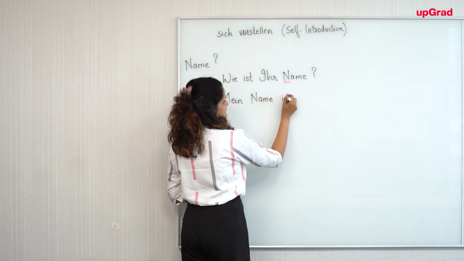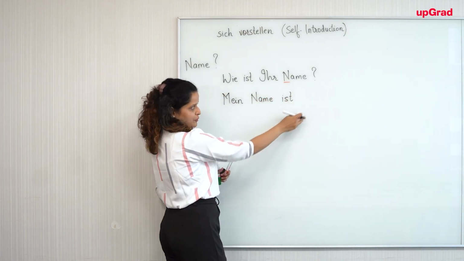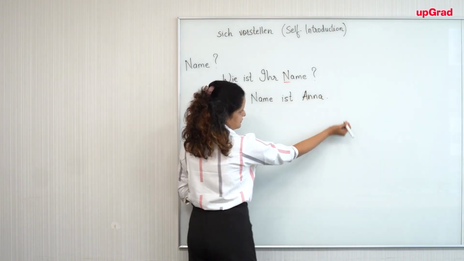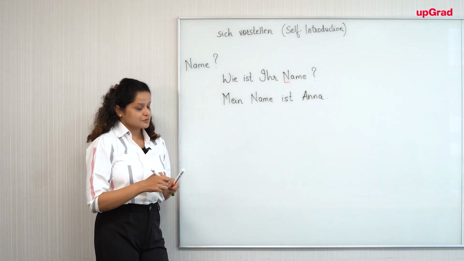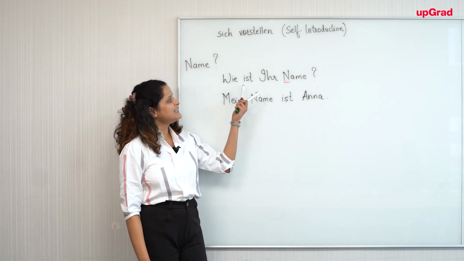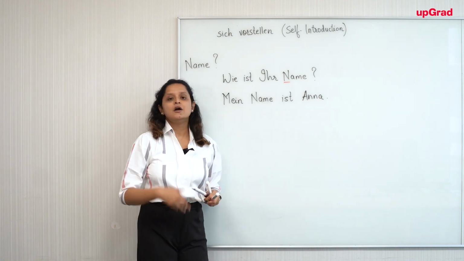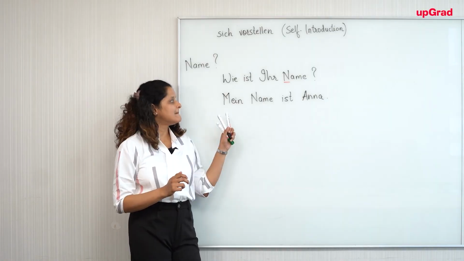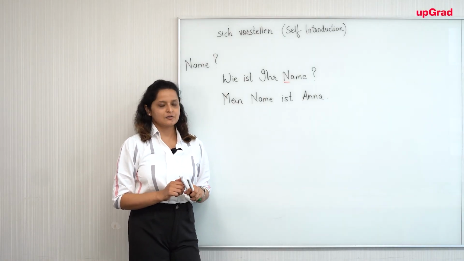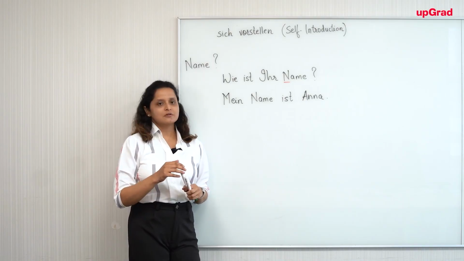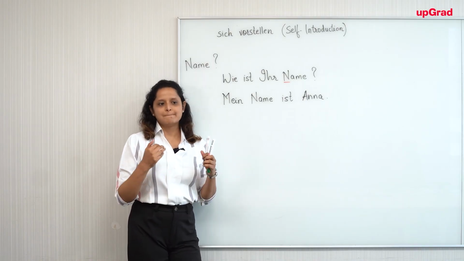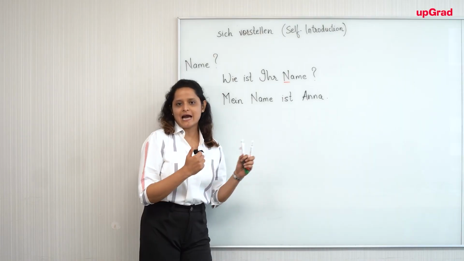Mein Name ist, and it can be followed by your name. So for example, let's take the name Anna over here. Okay, so if I am talking to a colleague, I ask the question, Wie ist Ihr Name? To which I get a response, Mein Name ist Anna. Okay, I'll repeat this once more. Wie ist Ihr Name? Mein Name ist Anna.